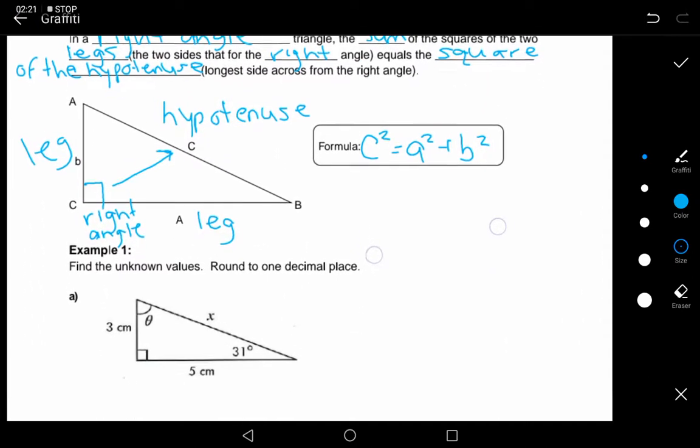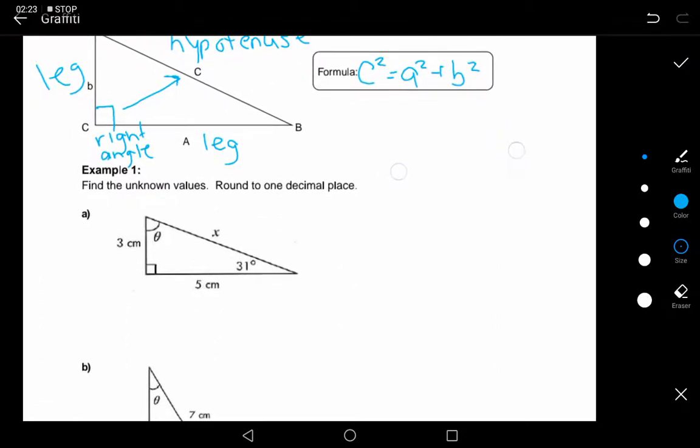So let's try a couple of examples here. Okay, so this formula is very, very important. You're going to need to know how to use it. So example 1. Find the unknown values and round to one decimal place.